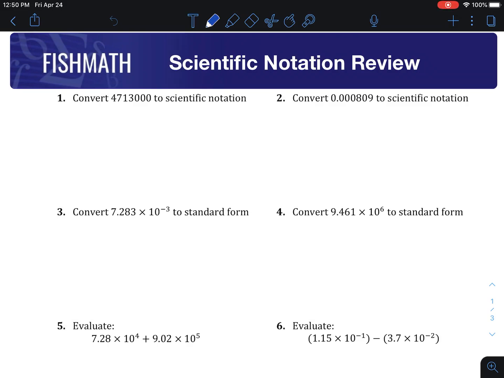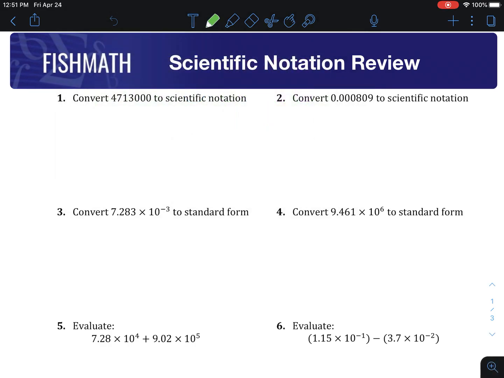Hi everyone. We're going to look at a bunch of different scientific notation problems in this video. We're going to look at how to convert and then how to add, subtract, multiply, and divide with numbers that are written in scientific notation. The first one here says to convert our number into scientific notation.